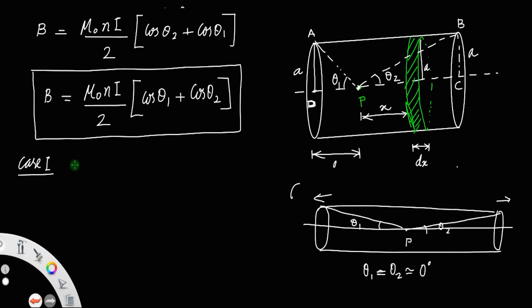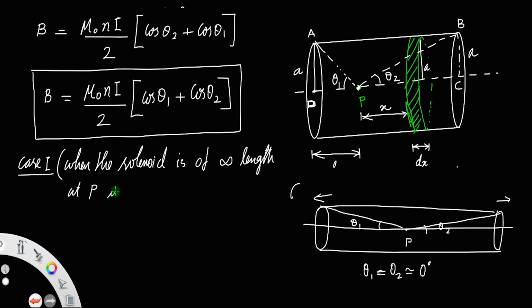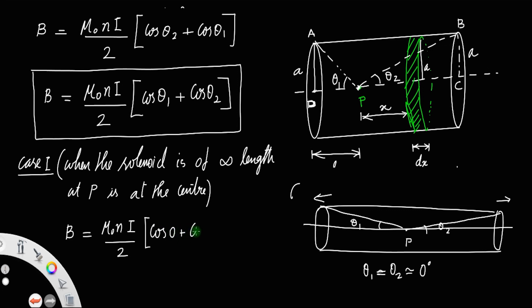Clear? So case 1, when the solenoid is of infinite length and P is at the center. The point P is at the center. Then theta 1 equal to theta 2 equal to 0. If you substitute that in here, it will be mu 0 n I by 2 into cos 0 plus cos 0.